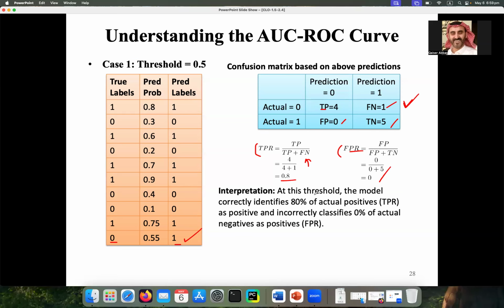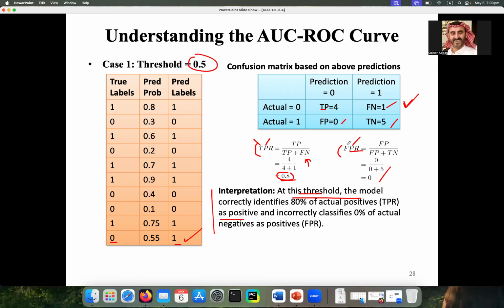And now, what is the meaning of these values? Now that interpretation is here. The meaning is that at this threshold 0.5, the model correctly identifies 80% of actual positives as positive. 80%. This is what the model predicted positive, which are actually positive.